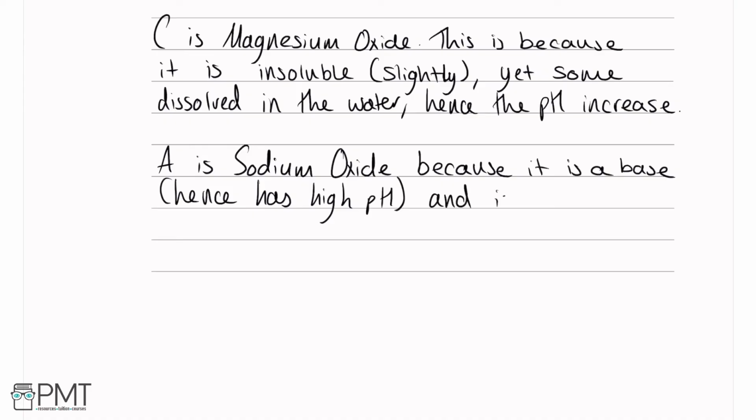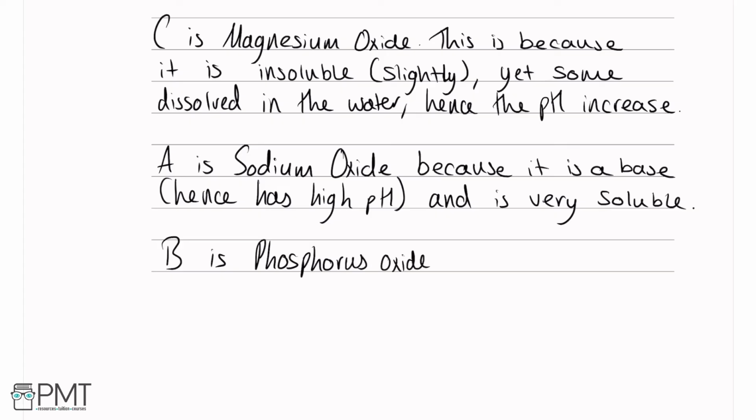And using the same sort of understanding, we can say B is phosphorus oxide. And this is because it is acidic. Okay, it's quite a strong acid. It's got a pH of 3. And it is soluble. Okay, it had a solubility of 52.